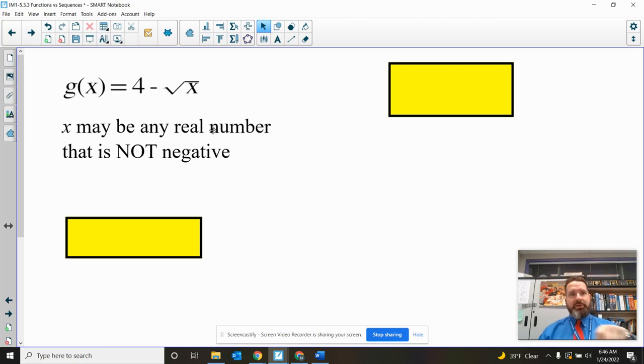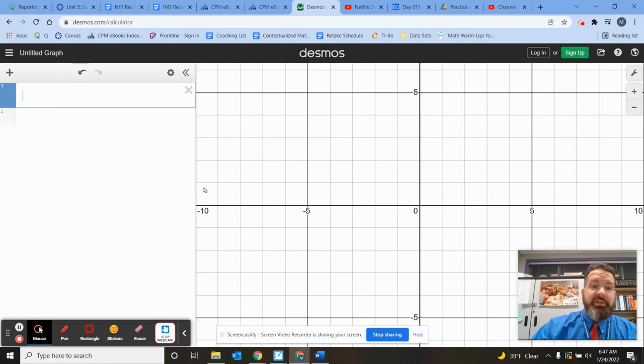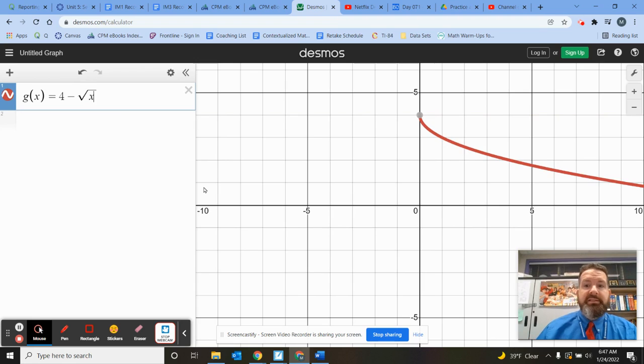Now here's how you check this on a graph. We're going to go to Desmos and graph this, and what you'll see is the graph only exists for positive x's. Where the x's are negative, there's not going to be any graph. Let's take a look. So it was g of x equals 4 minus the square root of x.